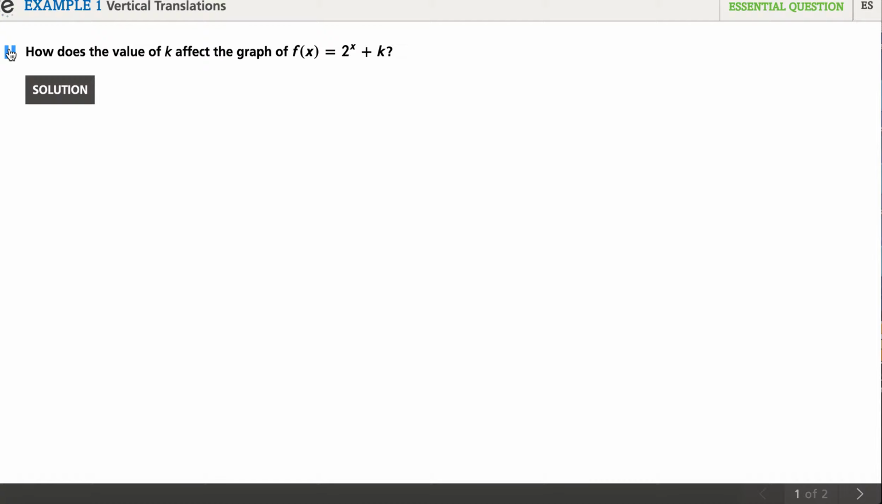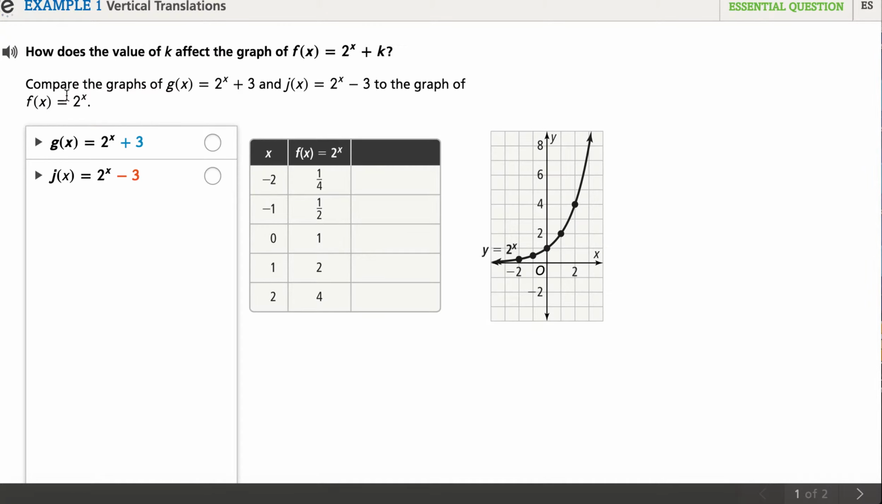How does the value of k affect the graph of f of x equals 2 to the power of x plus k? Again, as I have previously mentioned in the other videos, compare the graph of g of x equals 2 to the power of x plus 3 and j of x equals 2 to the power of x minus 3 to the graph of f of x equals 2 to the power of x.